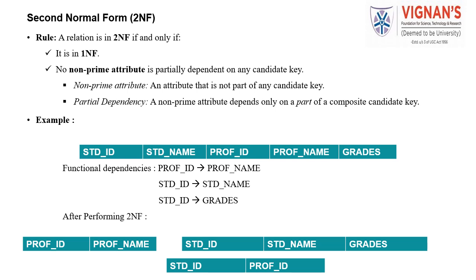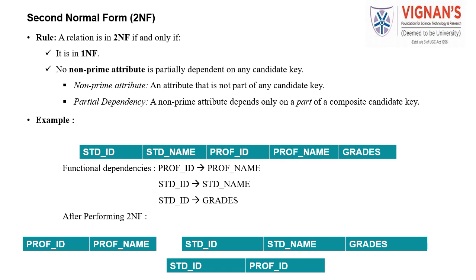This means professor name depends only on professor ID. Student name and grades depend only on student ID. This table violates second normal form because professor name depends only on professor ID.